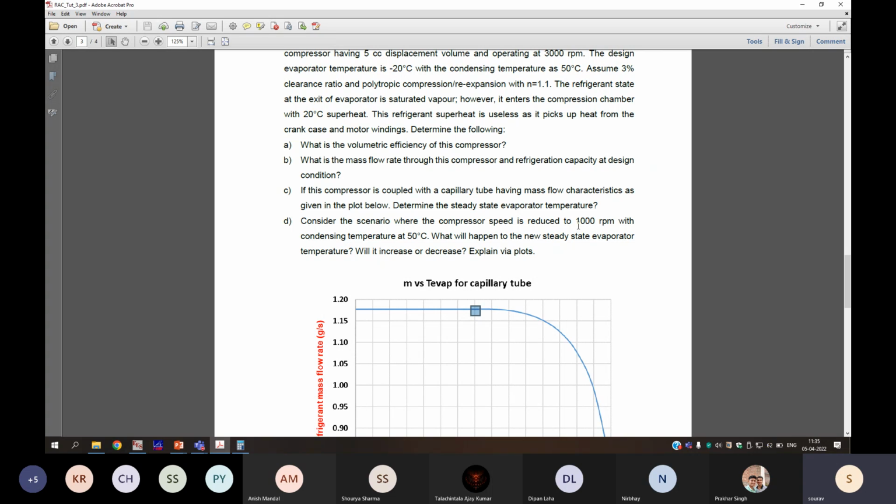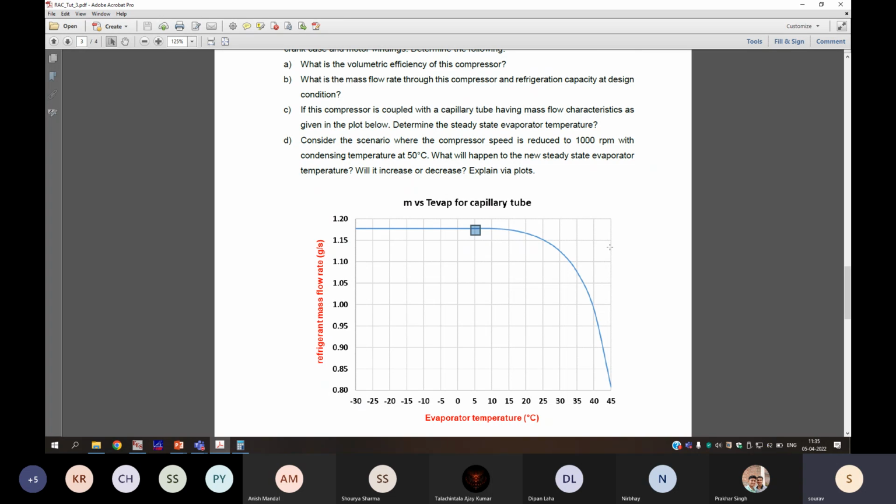Come on, guys. For this you need not think so much. Instead of 3000 RPM, if you are running your compressor at 1000 RPM, mass flow rate will reduce. And your next balanced condition will happen at a much reduced refrigerant mass flow rate, which means that your evaporator temperature will increase. Otherwise, you will not get a balanced condition. So your next steady state evaporator temperature will be much higher.